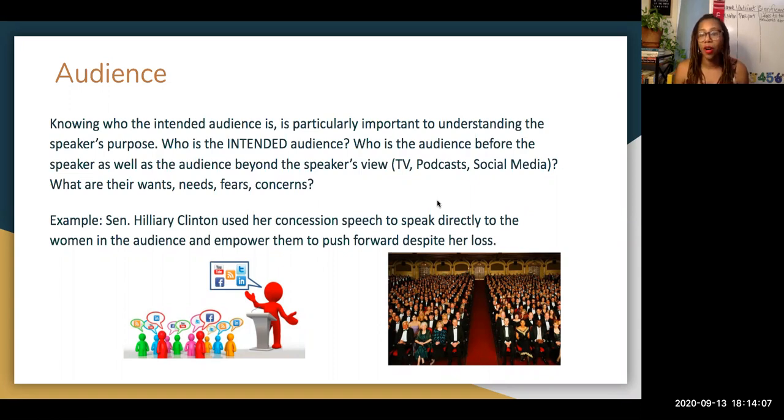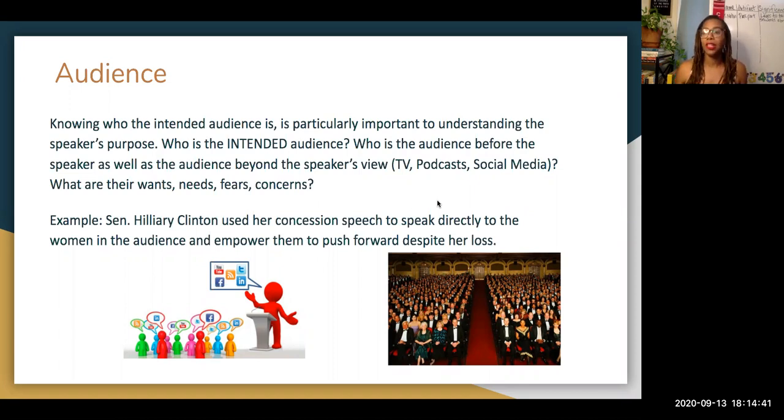When you're thinking about your audience, you need to know them, right? This intended audience, you want to know them just as deeply as you know the speaker. So what are the audience's fears? What are their needs? What are their concerns? Because our speaker will be speaking directly to that. For example, back in 2016, Senator Hillary Clinton used her concession speech to speak directly to women in the audience and empower them to push forward despite her loss.